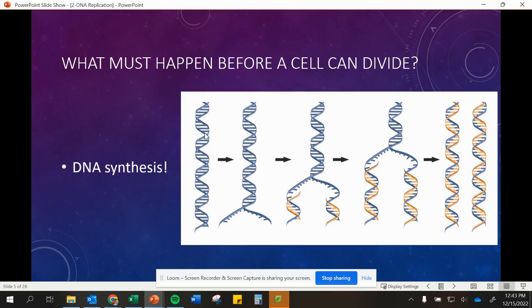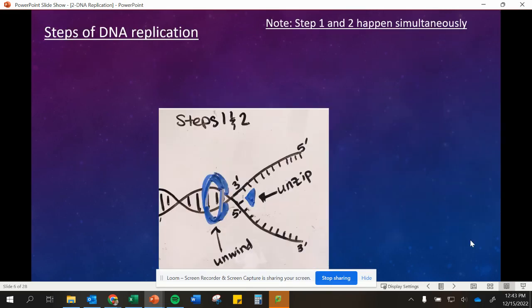We're starting with one strand of DNA, and we're going to end up with two strands at the end. Okay, so there are steps to this, and I don't really care that you memorize it step by step, but just know the overall process of how that happens. Our first steps happen at the same time anyway. The first thing that's happening is the DNA is unwinding.